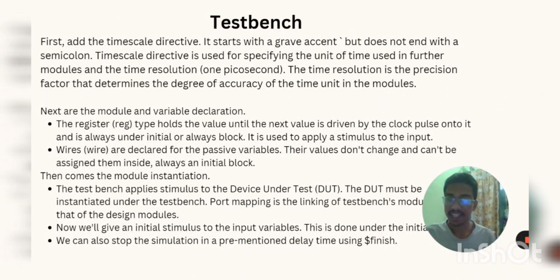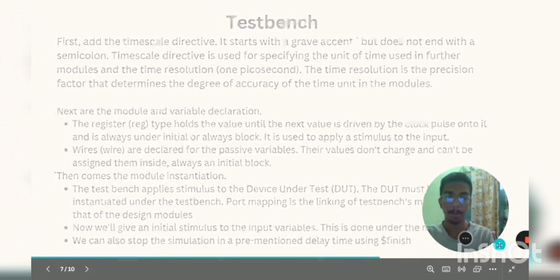Next we have to get the test bench. For the test bench, we have to input the test bench code after we have done the hardware schematic. So first add the timescale directive. It starts with a grave accent but does not end with a semicolon. The timescale directive is used for specifying the unit of time used in further modules, and the time resolution. The time resolution is a precision factor that determines the degree of accuracy of a time unit in the modules. Here we have some theory about the test bench.